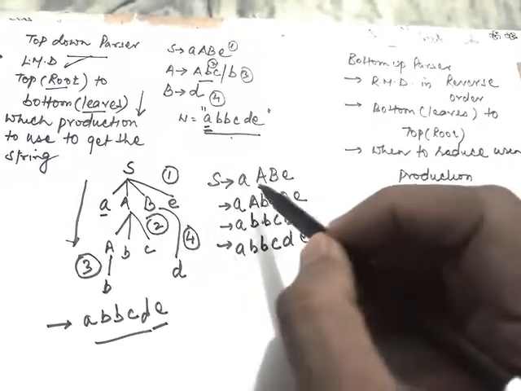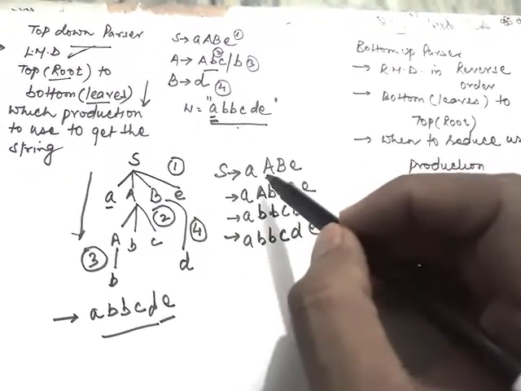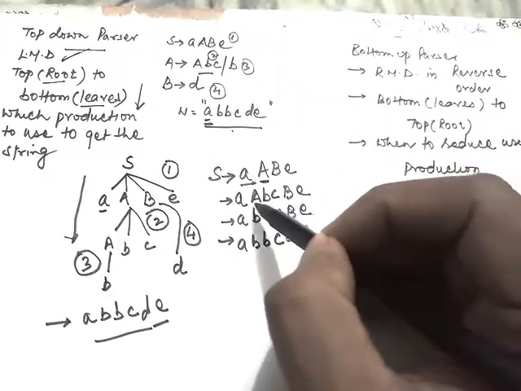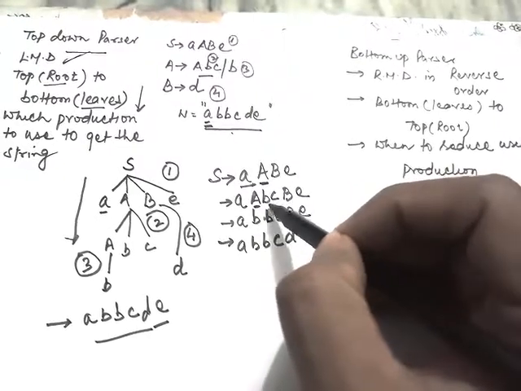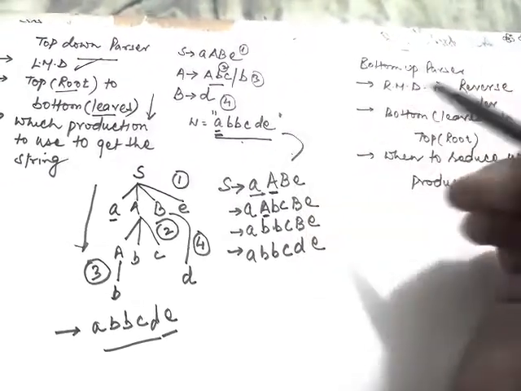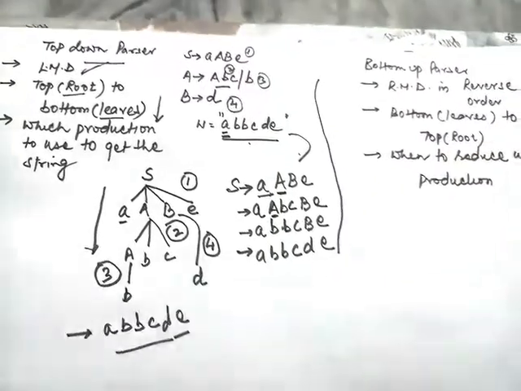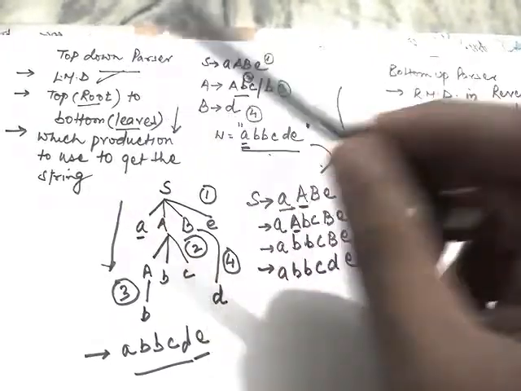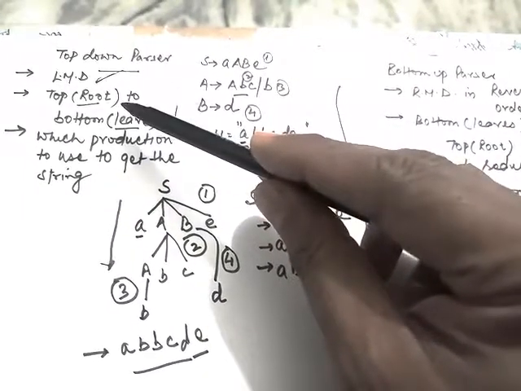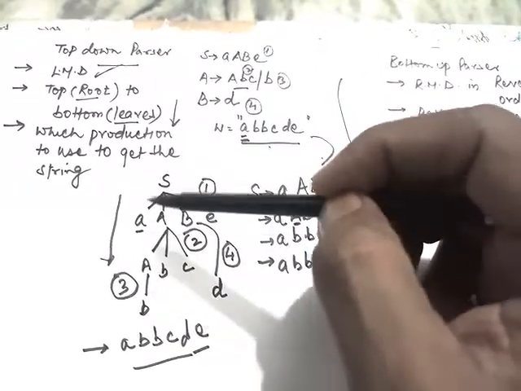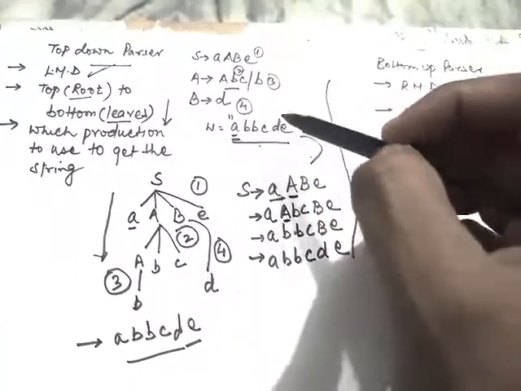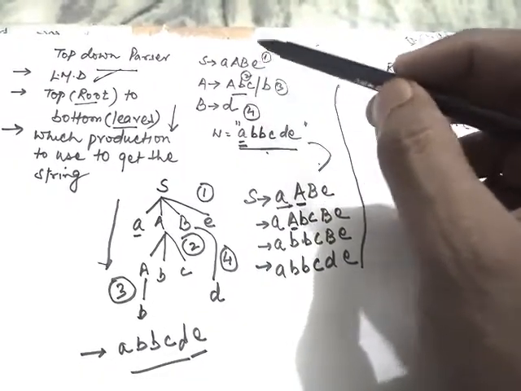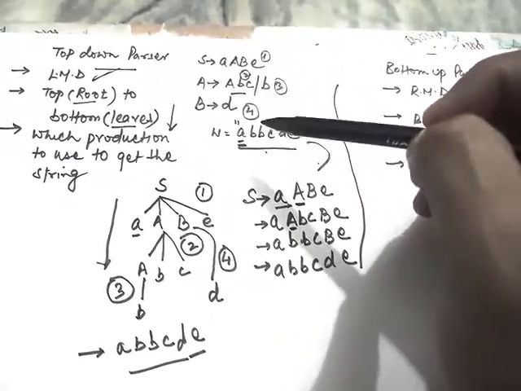So basically you have used a leftmost derivation, and what the leftmost derivation says is that from left, move to right and expand each and every non-terminal according to your requirement. So this is the basics of the top-down parser. The top-down parser uses leftmost derivation. It starts from the top, that is the root, and it moves to the leaves, that is the bottom. And in this we have to decide which production I should use to get the desired string.